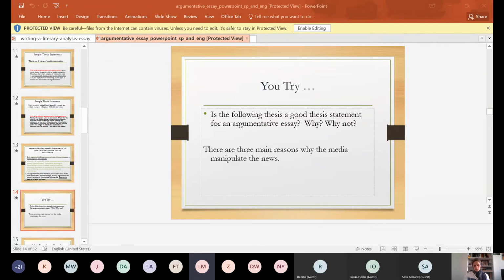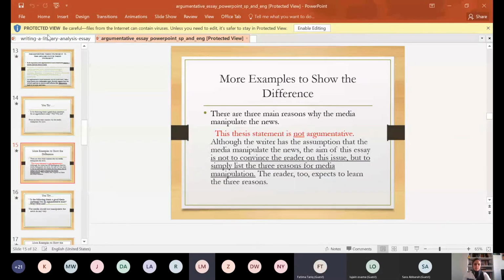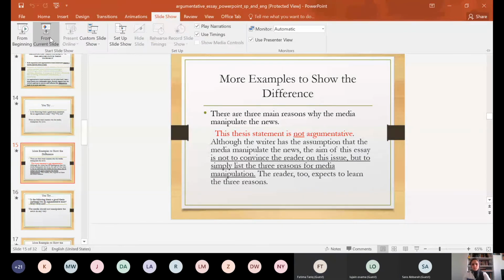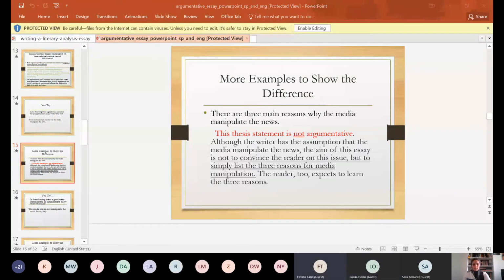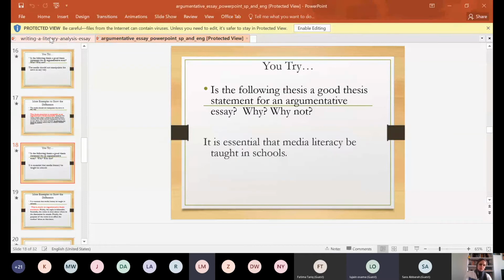You see the new slide? No. Can I go to the bathroom? Yes. Now we can. Miss, are you talking? No, I'm moving the slides. Now you see? Yes. More examples to show the difference. I don't want this one, I want this. You try. Yes, we see it.